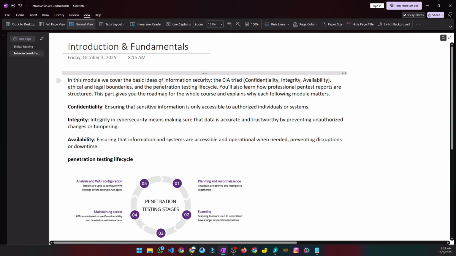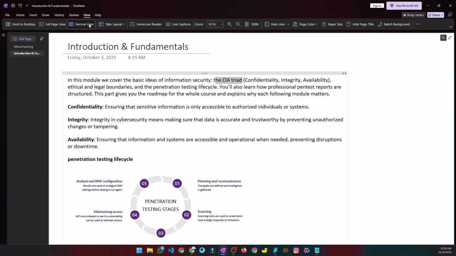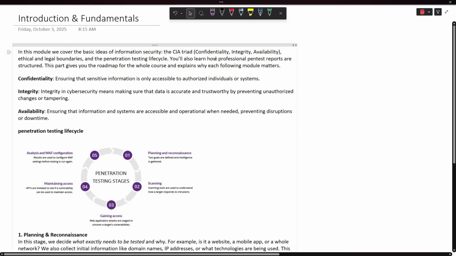Basically, we will cover the basic idea of information security, the CIA triad: confidentiality, integrity, and availability. We will be looking into the ethical and legal boundaries, and definitely I will be teaching you about the penetration testing life cycle, and we will also be learning about the professional penetration testing report. I will be showing you some professional penetration testing reports, so that will help you a lot to understand how this whole process works.